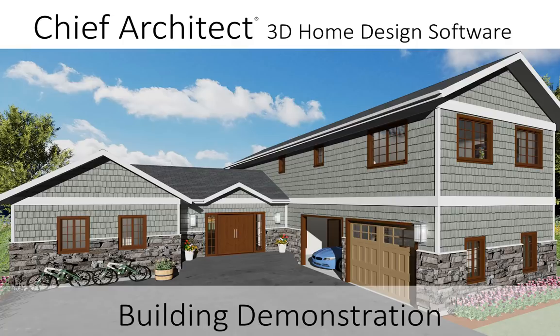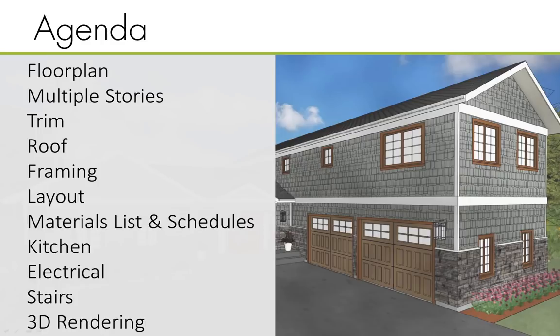My name is Philip and I'll be presenting for you today, and in this demonstration we'll be going through a full building design using Chief Architect Premier. We're going to first start out the demonstration by creating a floor plan and then adding a second story and foundation to the design, add some trim to the design, add a roof, and then frame out our model.